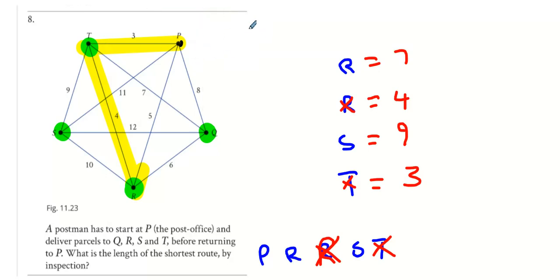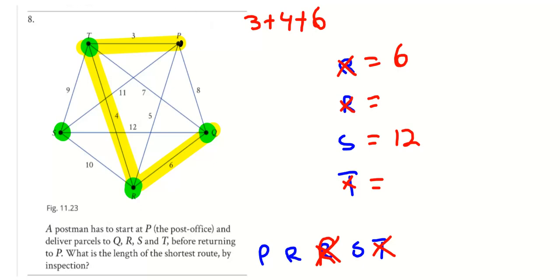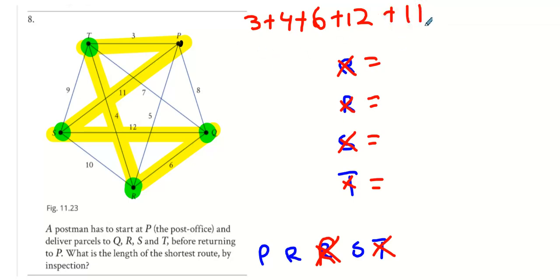So P to T is 3. T to R is 4. And then R to Q is 6. Q to R is 12. And then S to R is 11. And that actually rounds up to being 36, which means I made a mistake somewhere. Whoop-de-doo. I'm going to try this on myself in a minute.